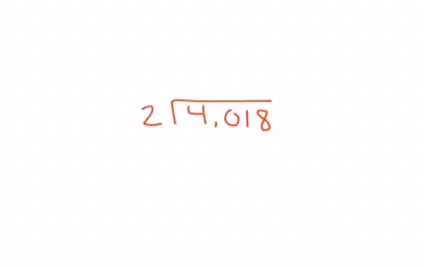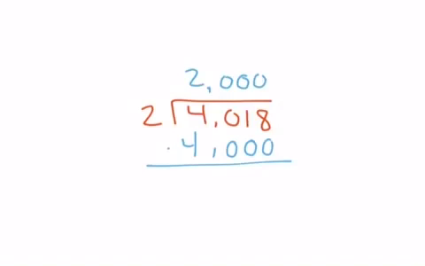Alright, 4,018 divided by 2. Once again, start off in the thousands. And this time, 2 can go right into 4 all the way. So let's go ahead and do that. So 2 times 2 will be 4. So 2,000 times 2 is 4,000. When you subtract this, all you've got left is 18.